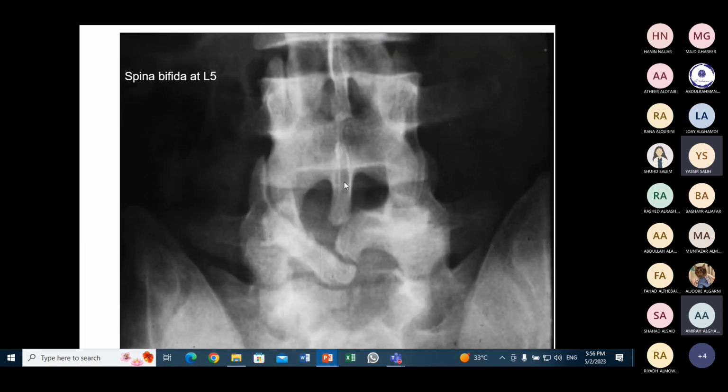You can see this is the spinous process, a normal spinous process. But at this level, L5, there is no spinous process. The laminae are not joined to form the spinous process. This is spina bifida at L5-S1. But we don't know whether it will be occulta or aperta, according to the bulging or herniation of the content. The content, meaning the meninges and the spinal cord, is difficult to see on the X-ray.